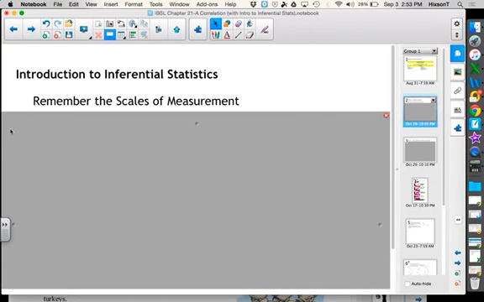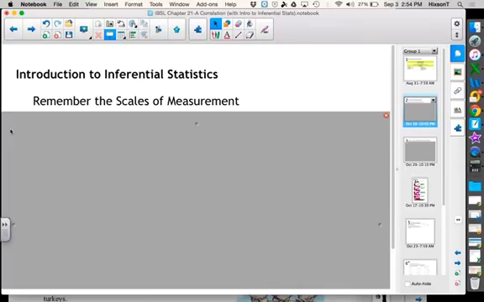Okay. All right, so with inferential statistics, we want to remind ourselves, first of all, these scales of measurement. And by the way, a lot of what we're doing today is not necessarily in your book. So you will want to take note of things here. But remember the scales of measurement. Can you guys remember the 4 scales that we talked about? What they were. All right, go.